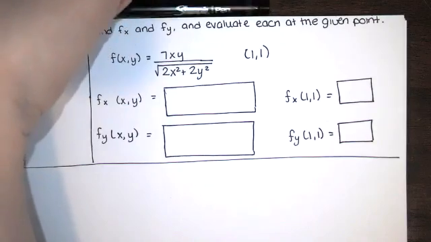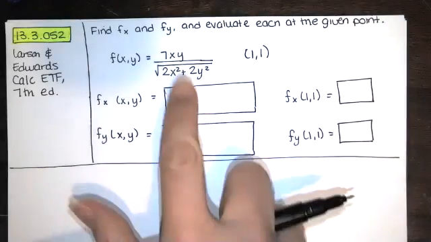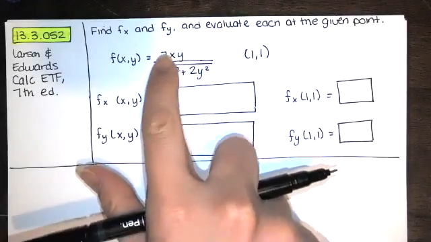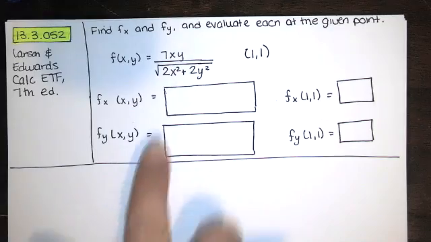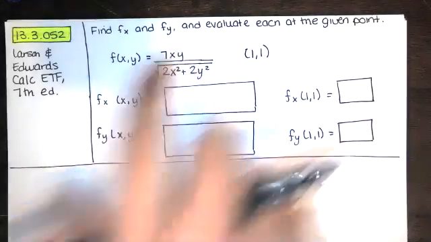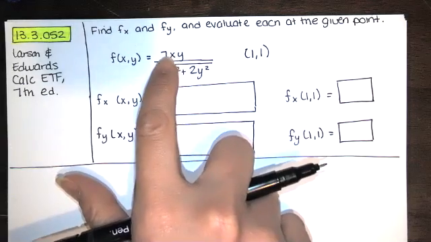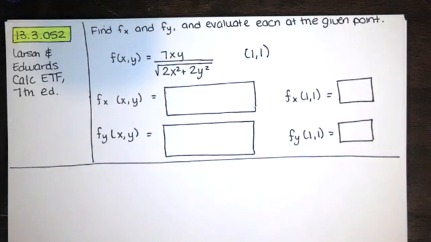What I would recommend, since this is a quotient, is that we use the quotient rule in both cases. But when we take the derivative of the numerator, we're going to have to use the product rule. And when we take the derivative of the denominator, we'll have to use the chain rule. And actually, in the numerator, maybe we won't have to use the product rule because when you take the partial derivative with respect to x, you'll be treating y as a constant. And when you take the partial derivative with respect to y, you'll be treating x as a constant.